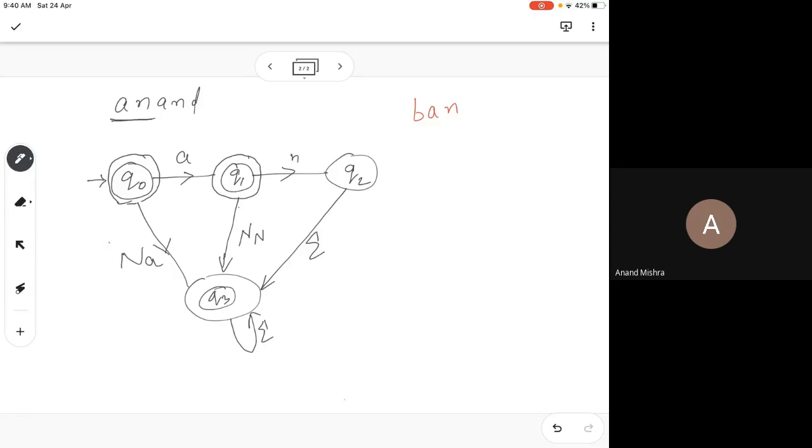Now this particular DFA will only not recognize AN, that is the first two characters of my first name. Anything else, any other string, it will recognize. All right.